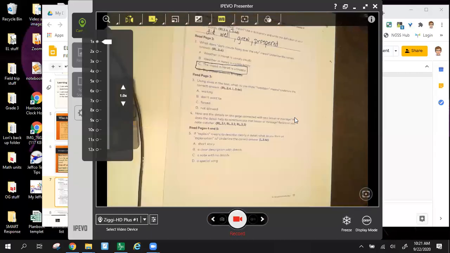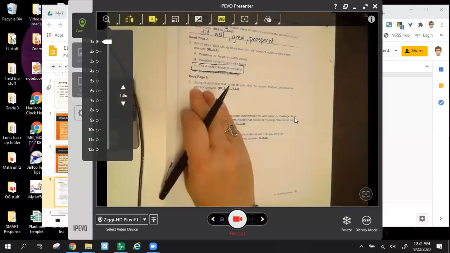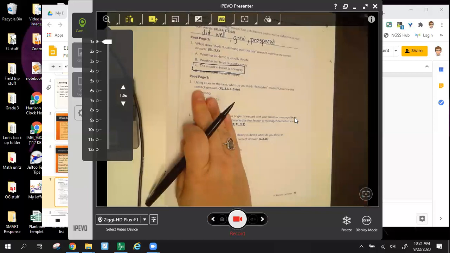All right, it says use clues in the text. What do you think forbidden means? Underline the correct answer. So right now, before you read the answers, think about what you think forbidden means in your head before you look at the answers.